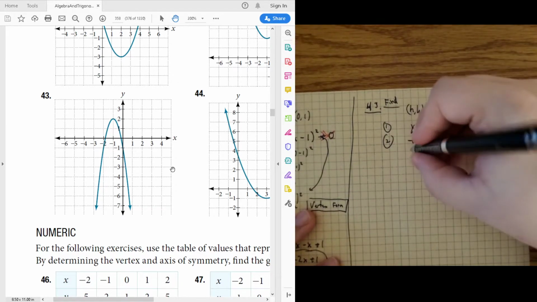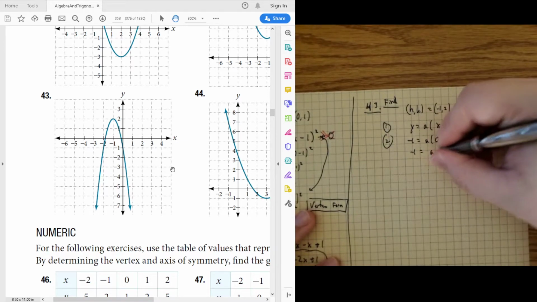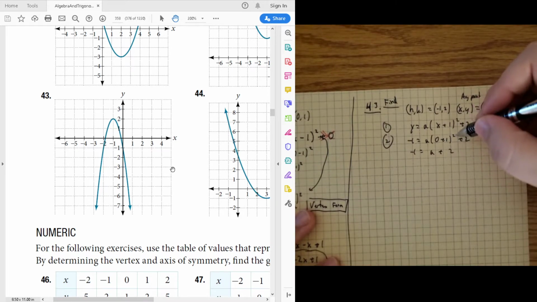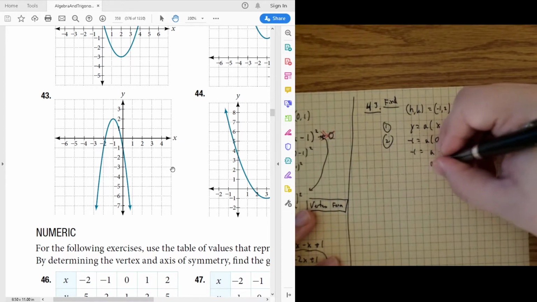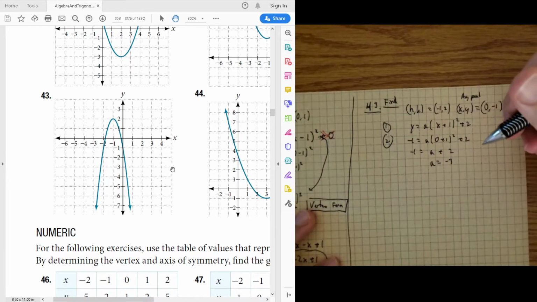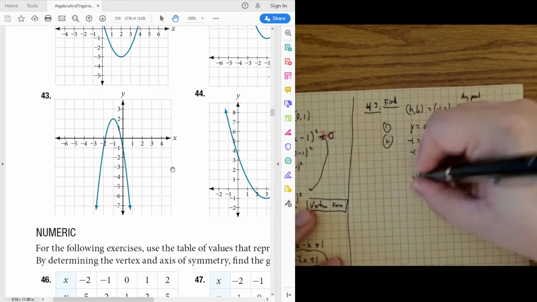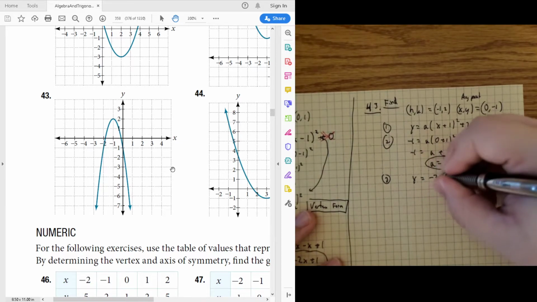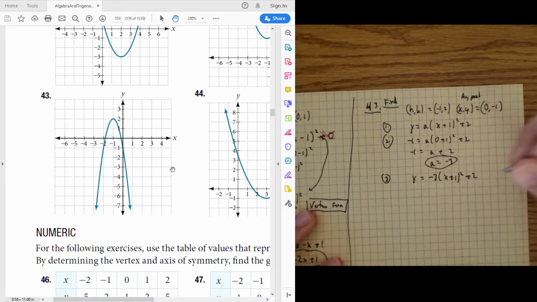And from there, I would subtract 2 over, simplify that, I end up with negative 1 equals a plus 2. 0 plus 1 is 1. 1 squared is 1. A times 1 is a. Subtract the 2 over, I end up with a equals negative 3. So there's a. Now I plug it back in. Y equals, so this is step 3. Y equals negative 3 (x plus 1) squared plus 2.